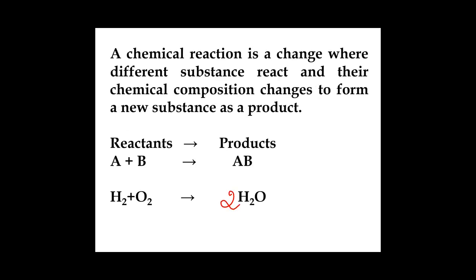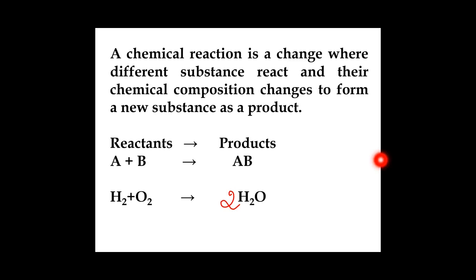A chemical reaction is a change where different substances react and their chemical composition changes to form a new substance as a product. One or more chemical species involved in the change undergo changes in their chemical composition to form a new substance. Chemical species which are involved in the change are known as reactants. The new substance which is formed at the end of the change is known as product.